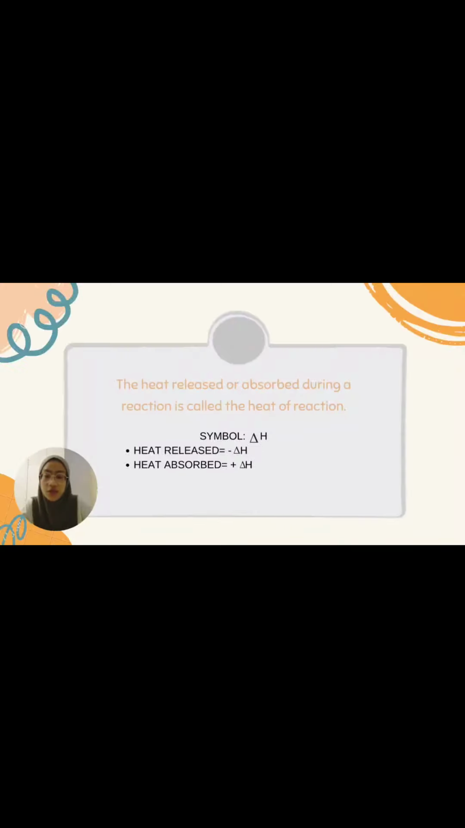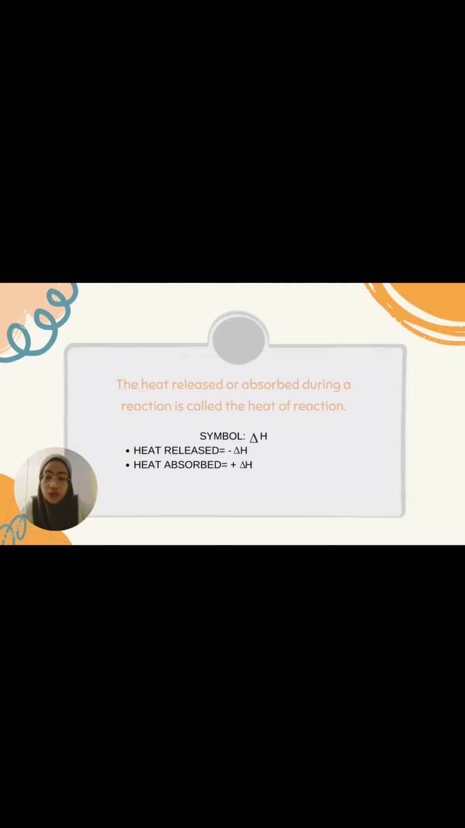The heat released or absorbed during a reaction is called the heat of reaction. Okay, in this topic we have two symbols. As you can see, there is a triangle symbol. We call it delta. Delta is the fourth letter in the Greek alphabet that denotes difference or change. For heat released or exothermic reaction, we need to put a negative symbol in front of delta. And for heat absorbed or endothermic reaction, we need to put a positive symbol in front of delta.